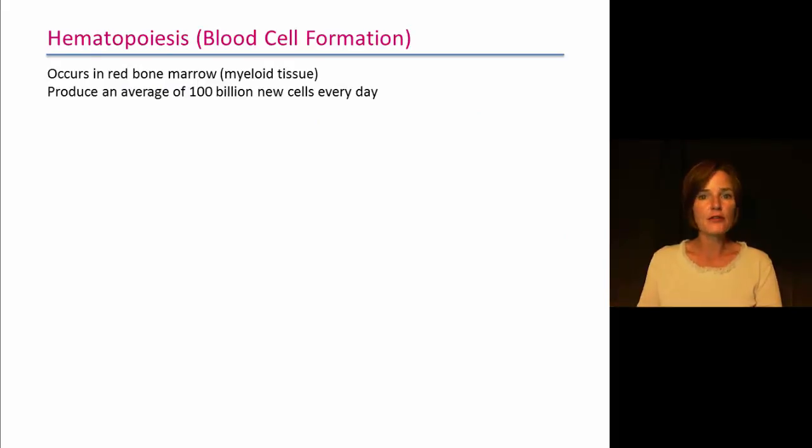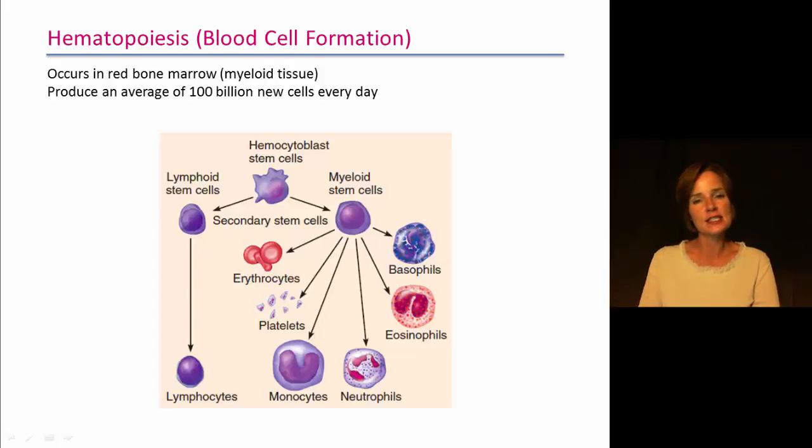Hematopoiesis is blood cell formation. This is something that happens every single day in our bodies, and specifically this is going to happen in our red bone marrow, or our myeloid tissue. The number of cells that we produce is really tremendous, because every single day on average we produce 100 billion new cells. There are going to be specific stem cells called hemocytoblasts. These can develop into different types of blood cells.